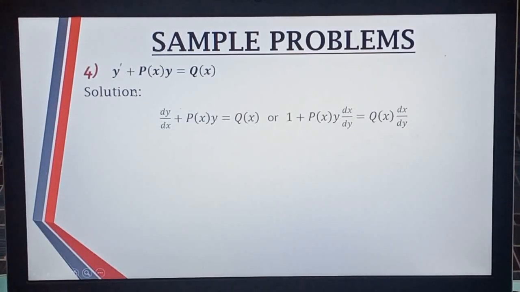Then number 4, you have y prime plus the p of x multiplied to y equals the q of x. So, dapat naka dy over dx or naka dx over dy. Let's check. If you will be having the term of dy over dx, the equation will be dy over dx plus the p of x multiplied to y equals q of x as is. The same, just change y prime into dy over dx. But in terms of dx over dy, the equation will be 1 plus p of x multiplied to y multiplied to dx over dy equals the q of x multiplied to dx over dy.